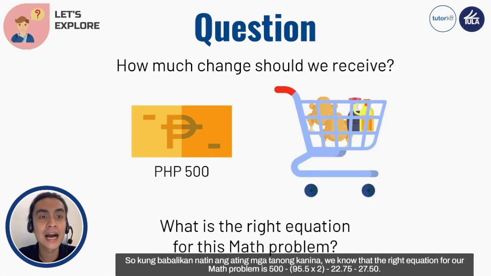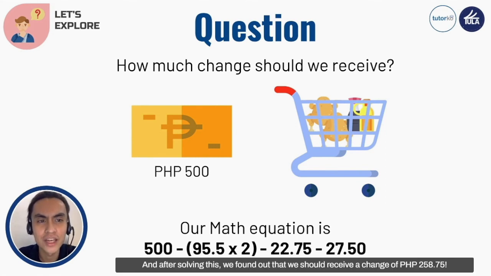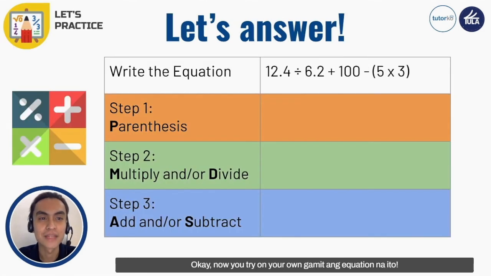So kung babalikan natin ang ating mga tanong kanina, we know that the right equation for our math problem is 500 minus, open parenthesis, 95.5 times 2, close parenthesis, minus 22.75 minus 27.50. And after solving this, we found out that we should receive a change of 258.75 pesos. Okay, now you try on your own gamit ang equation na ito.